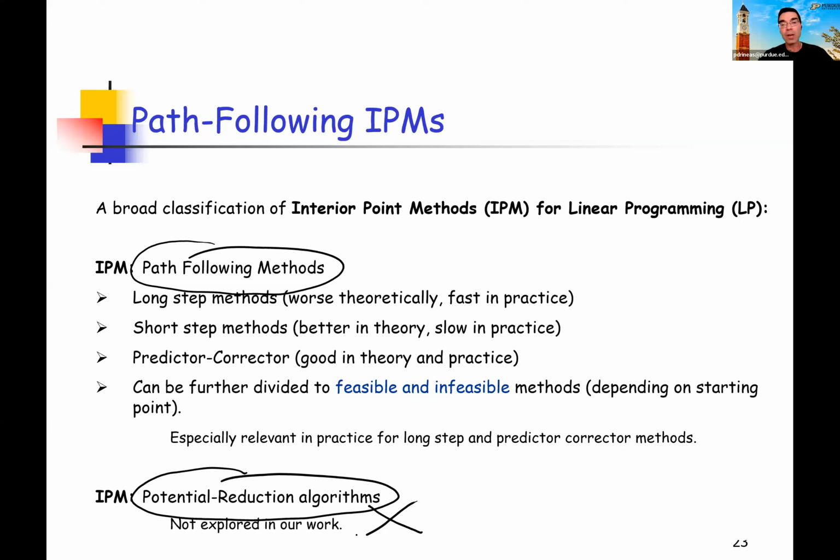Within linear programming, in the path following methods, you have long step methods. They're kind of not the best theoretically, at least, but in practice, they work pretty well. They explore the central path of the simplex reasonably fast.